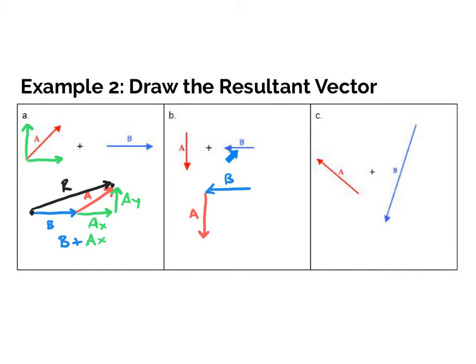B serves as its own component, A serves as its own component. So what happened here is that these two would just combine, and if I draw the resulting, I'm going to go from start to finish. I would draw an arrow that goes straight from the butt of B to the head of A, and this would be my resulting vector.